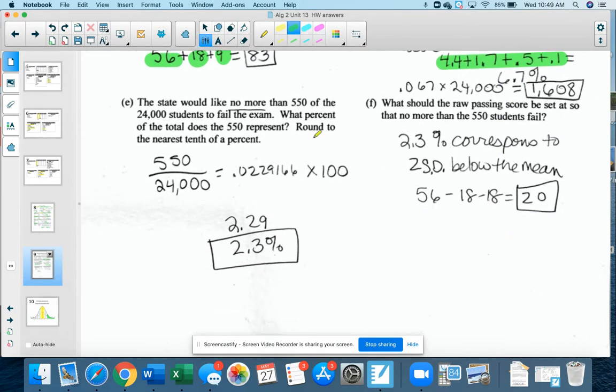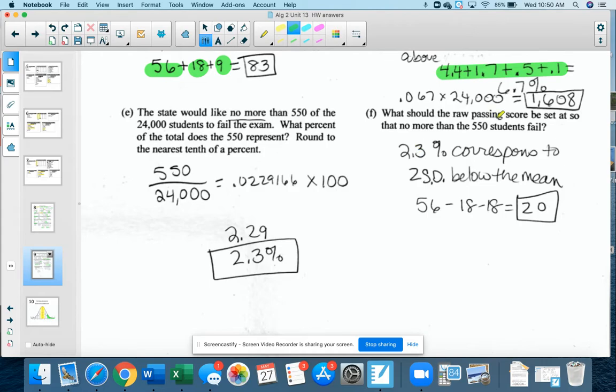The state would like no more than 550 of the 24,000 students to fail the exam. What percent of the total does the 550 represent? So I did 550 over the total number of students, 24,000, and I got 0.0229166. I'm going to move my decimal over 2 places, or multiply by 100, either way, and that's 2.29, or 2.3%.